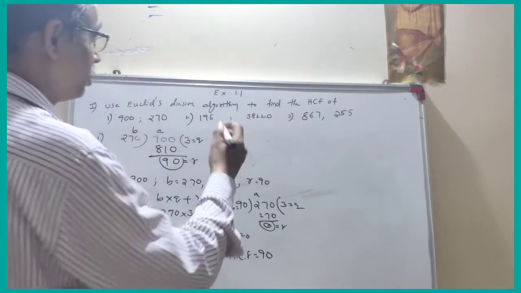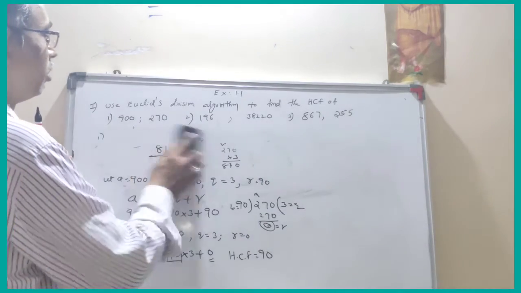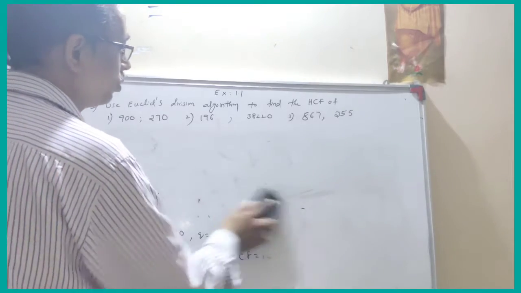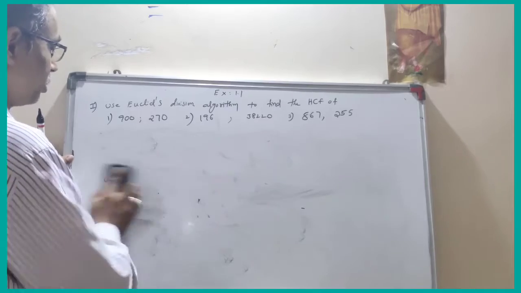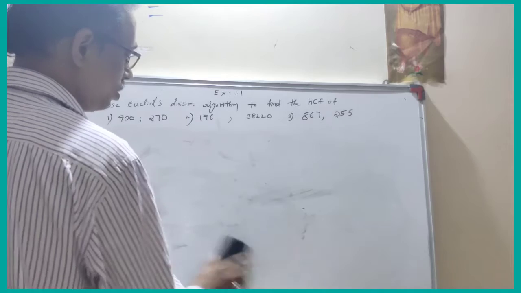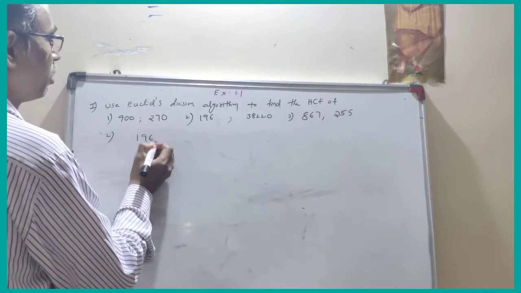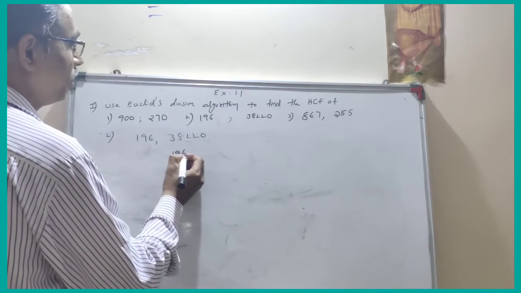Okay, let us take one more for better understanding. Here we have 196 and 38,220. One is a very small number, a 3-digit number, and the other is a 5-digit number. So in this case, how can we do this? Again do the normal division. So 196.